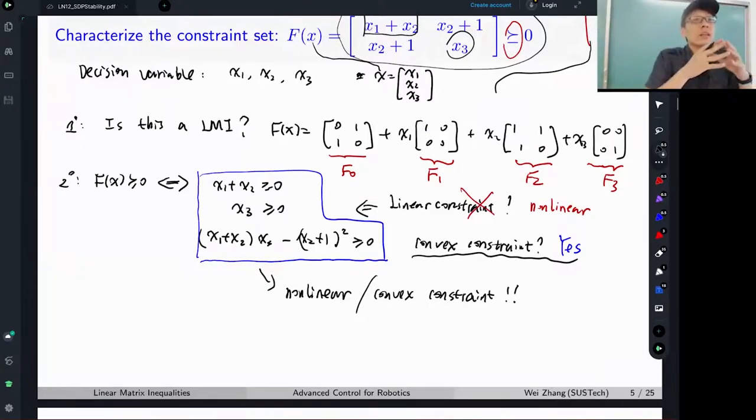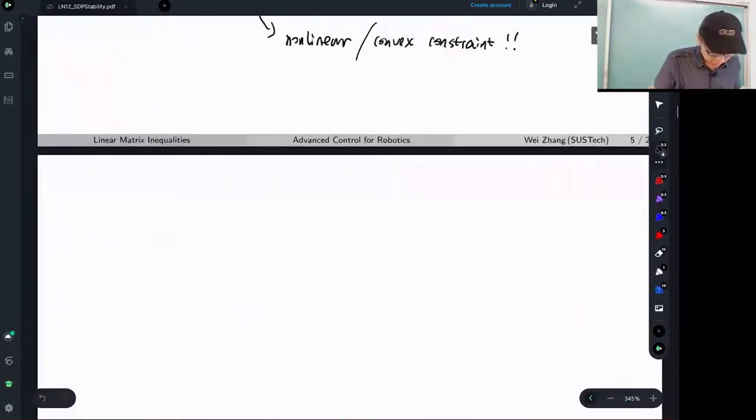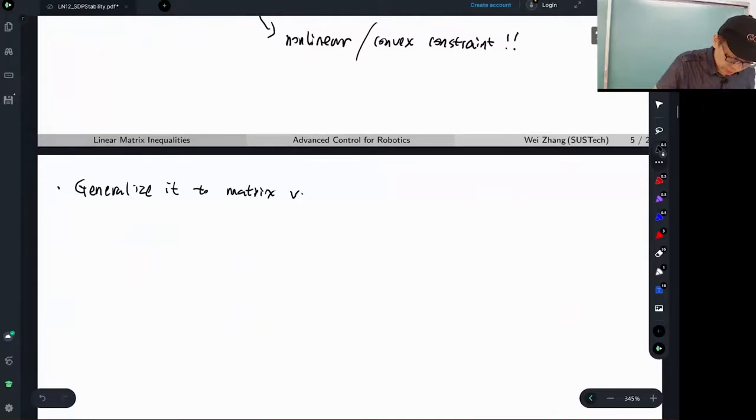Looks okay. Now we move to the next level, a little bit more complicated. Since I have one more slide here, I will just use my space. Okay, here. Let's say we generalize it to even a matrix variable.